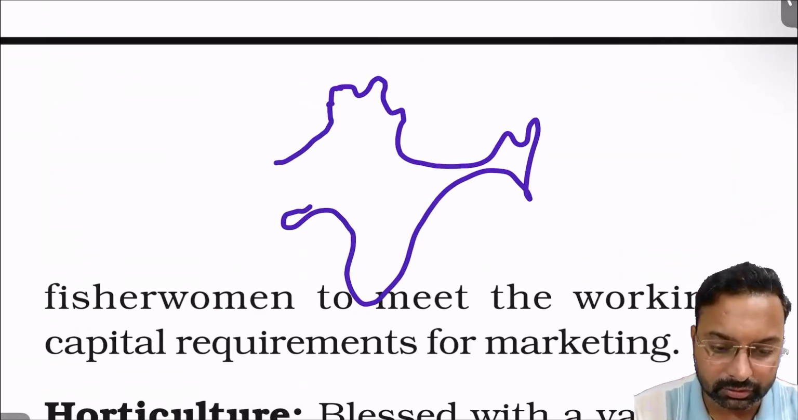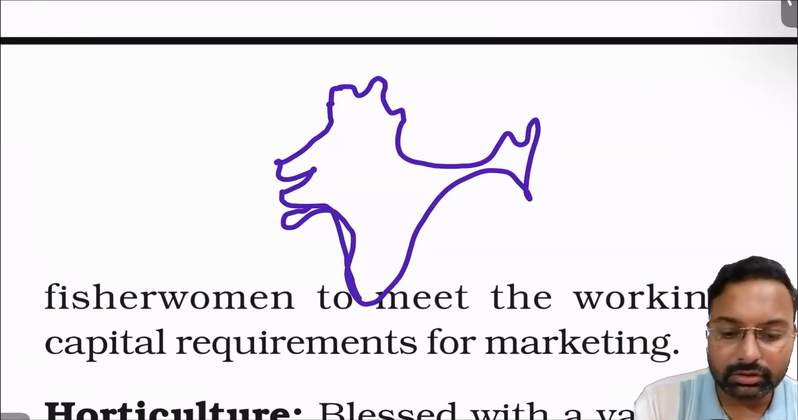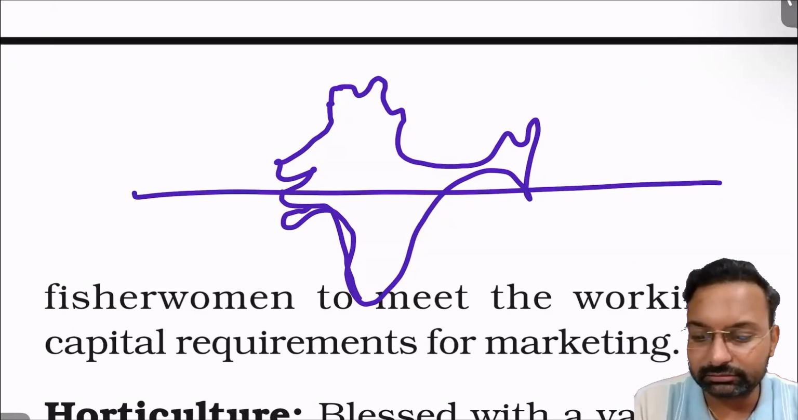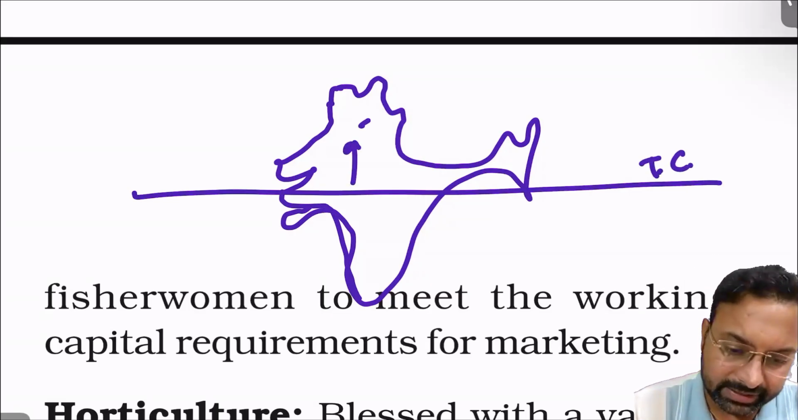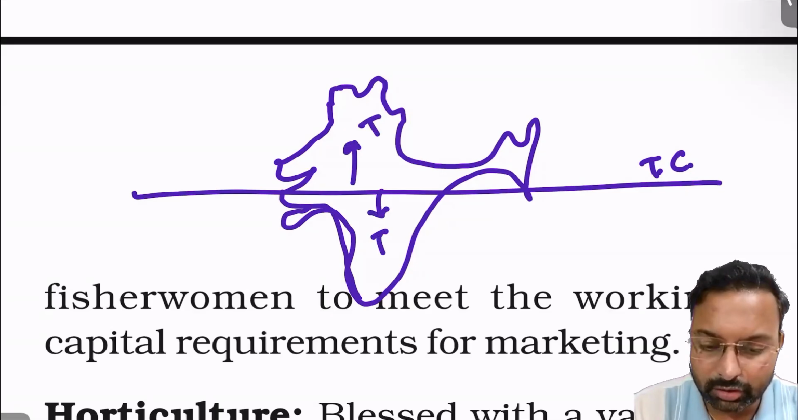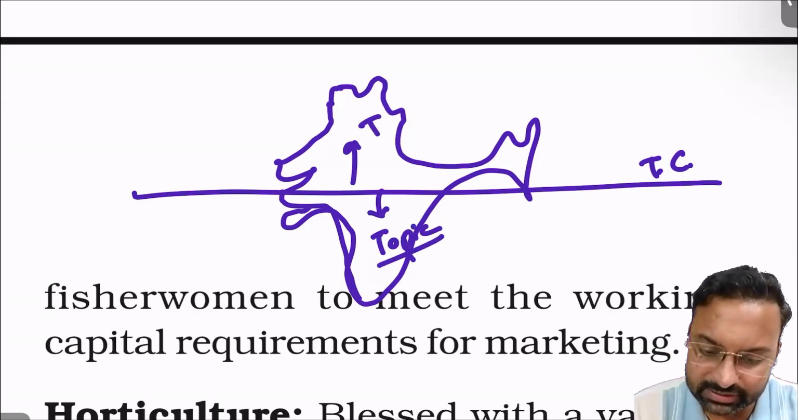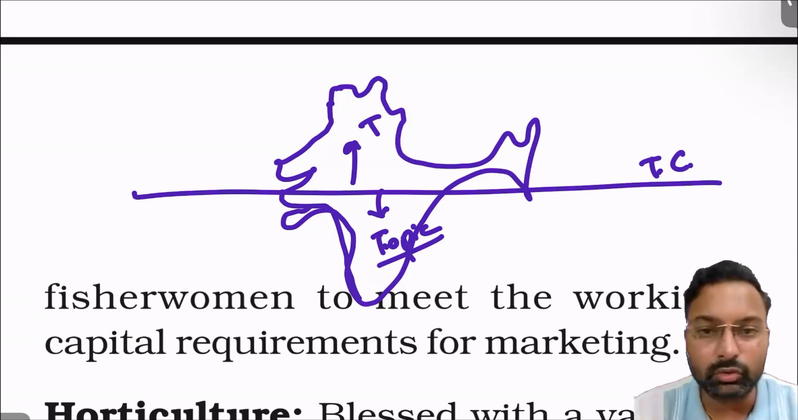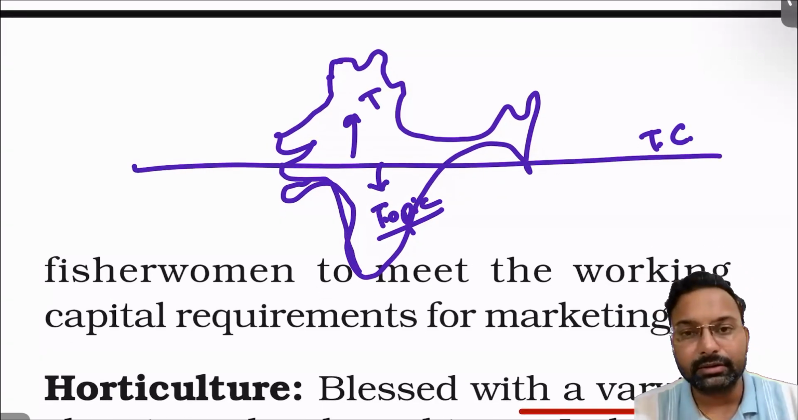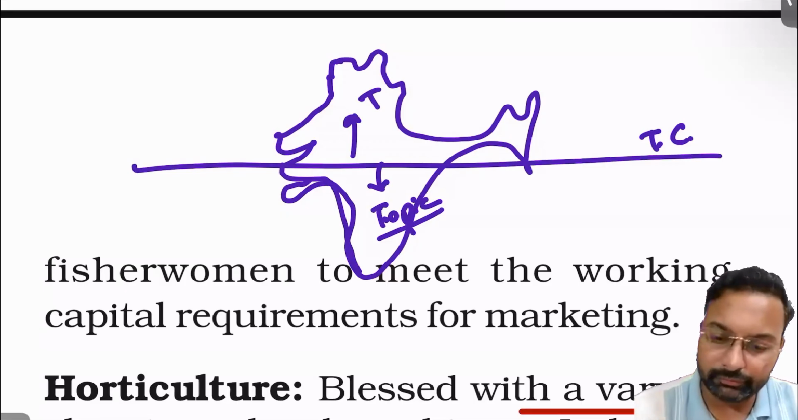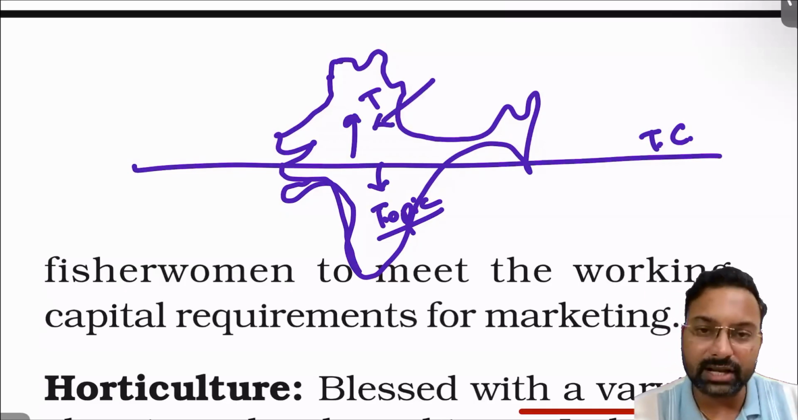I've gone wrong somewhere. Okay. So if you draw the Tropic of Cancer, above it is the temperate region and below it is the tropical region, tropical, subtropical, whatever you want to say. This is the unique condition of India. India has two types of climate, so fruits can be cultivated in both types of climate.